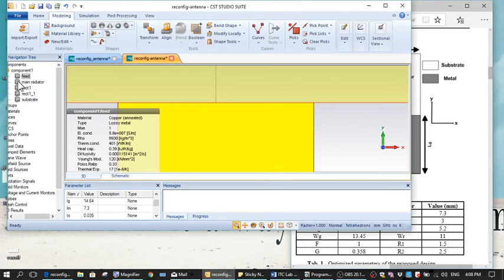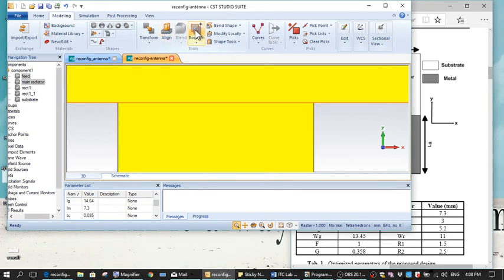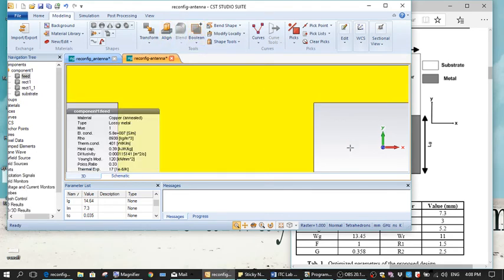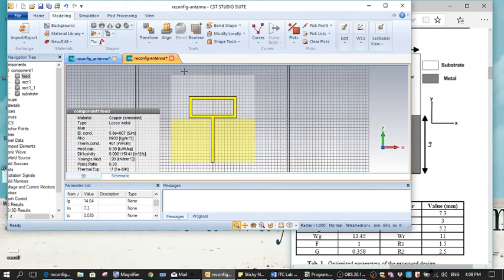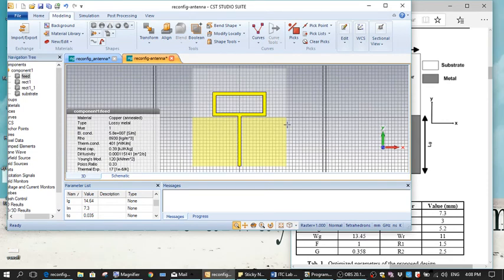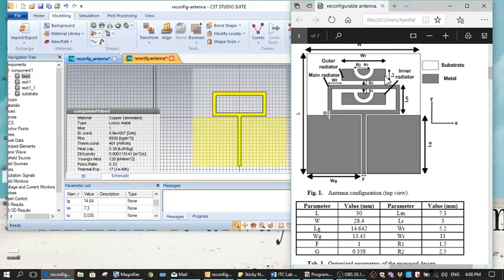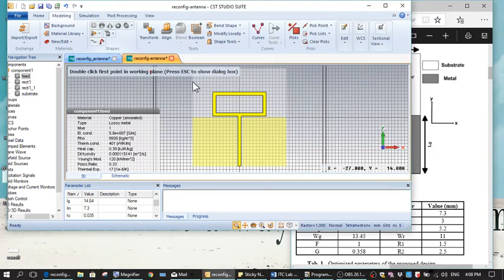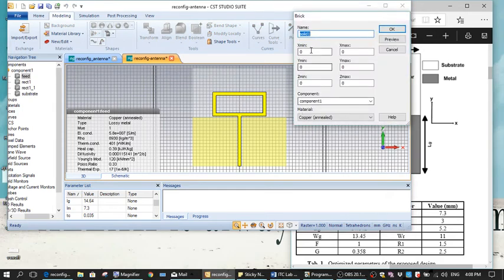Now we will add our feed with the main radiator. Choose both of them and add them. They are added, and we are done with our design up till this point. Now we need to make this outer radiator, and we will translate it at here. So we just need to put some effort in our outer radiator, and inner radiator will be automatically formed. So let's make an outer radiator.